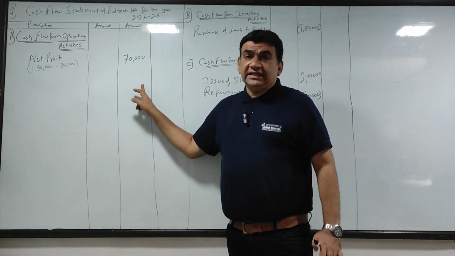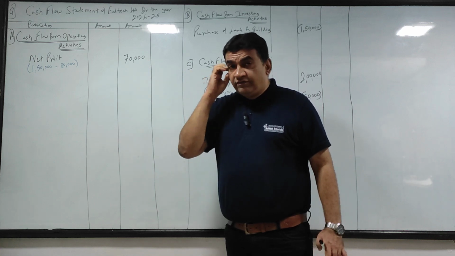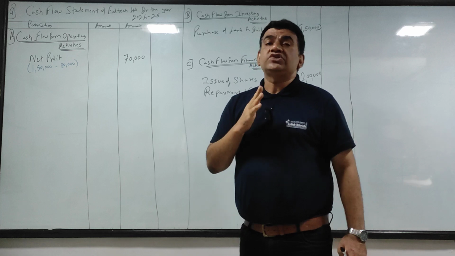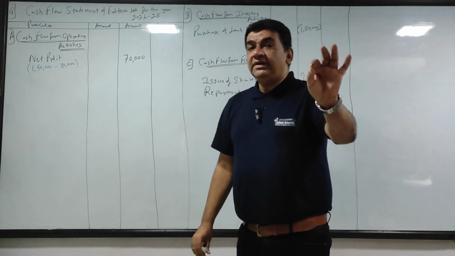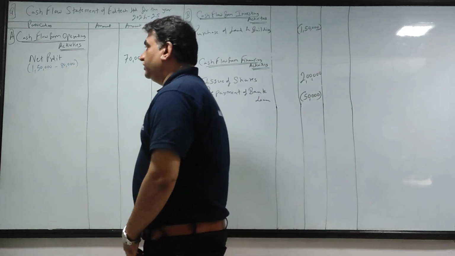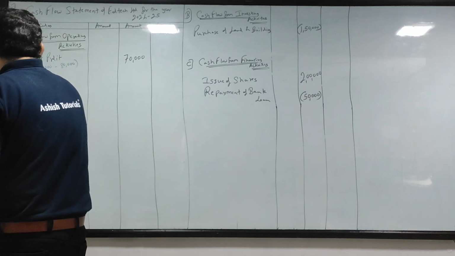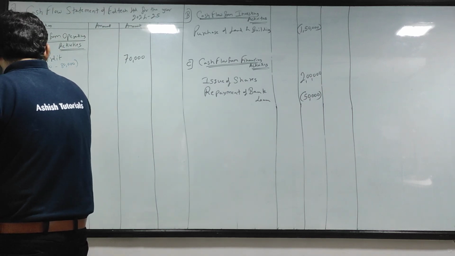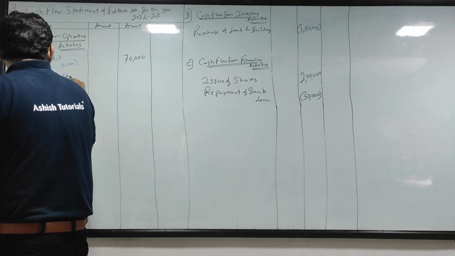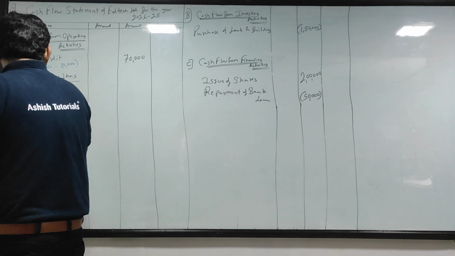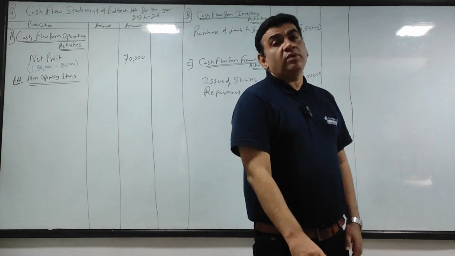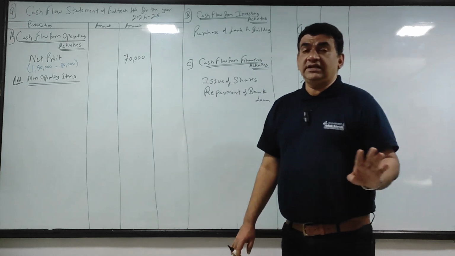Net profit is 70,000. Now to this net profit, there are certain adjustments to be made. That also is not prescribed in your syllabus, but I will just do the basic presentation with you. To this net profit, you will add non-operating items. Now, when I say non-operating items, मतलब it will include expense and income both.